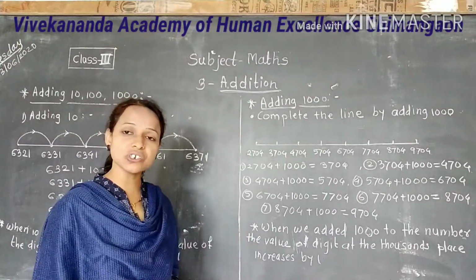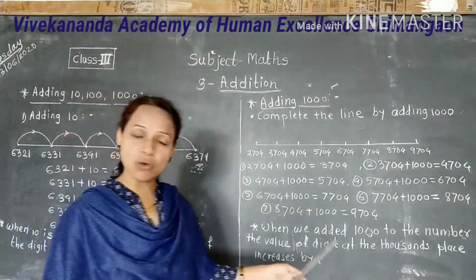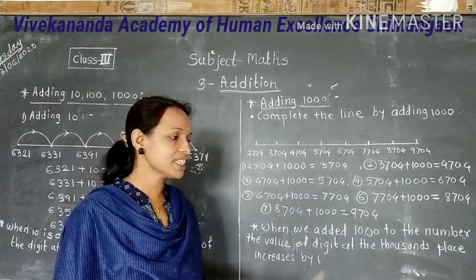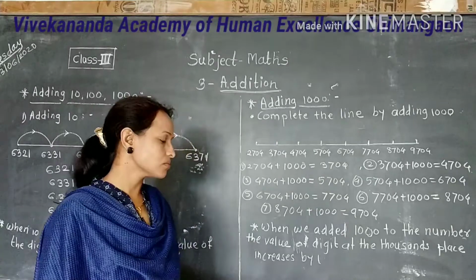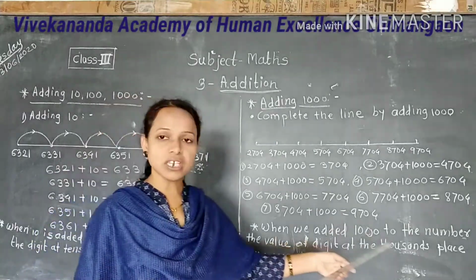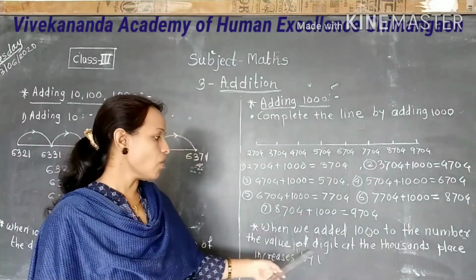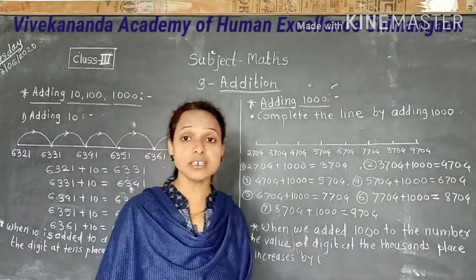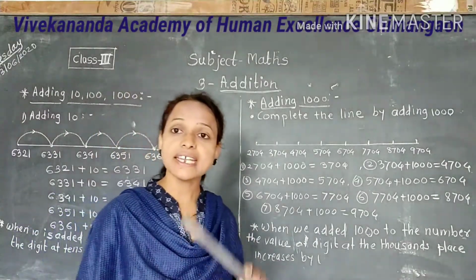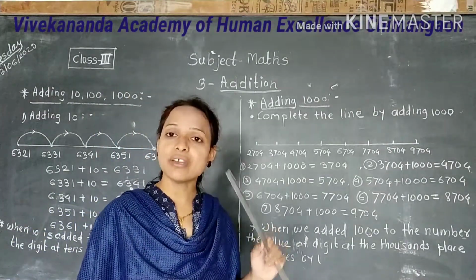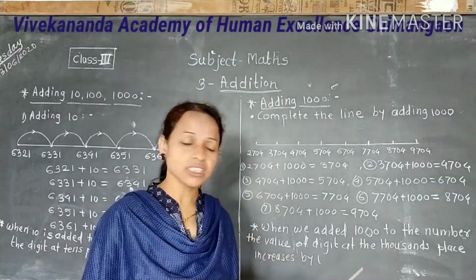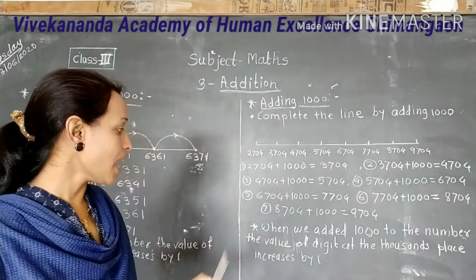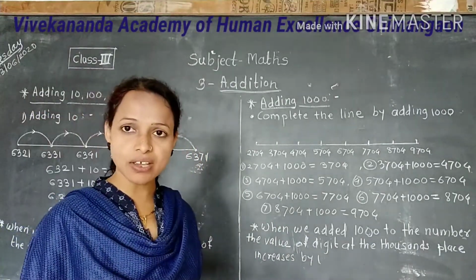Means what is your last conclusion? When we added 1000 to the number, the value of the digit at 1000 place increases by 1. That is our conclusion. In adding 10, what is your conclusion? When we added 10 to the number, the digit at tens place increases by 1.